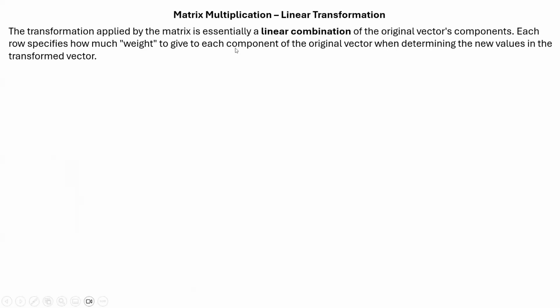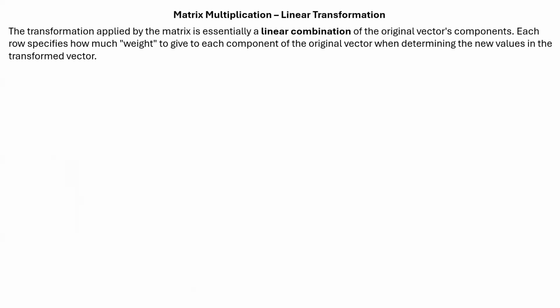But let's understand what matrix multiplication is. We are doing lots of matrix multiplication so far, right? Now you have to actually understand what a matrix multiplication is. The transformation applied by a matrix is essentially a linear combination of the original vector components. Each row specifies how much weight to give to each component of the original vector when determining the new value in the transformed vector. That is what matrix transformation is.